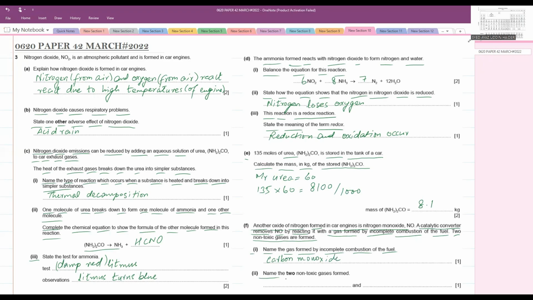In part 2, name the two non-toxic gases formed. Now they are asking about the non-toxic gases produced in the catalytic converter. So the answer will be carbon dioxide and nitrogen.